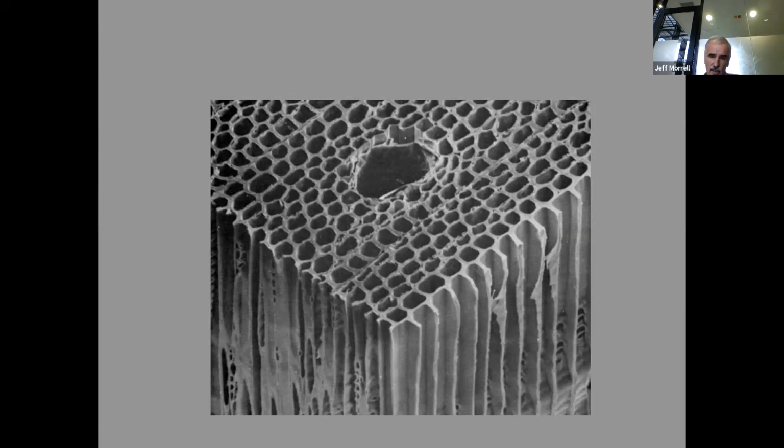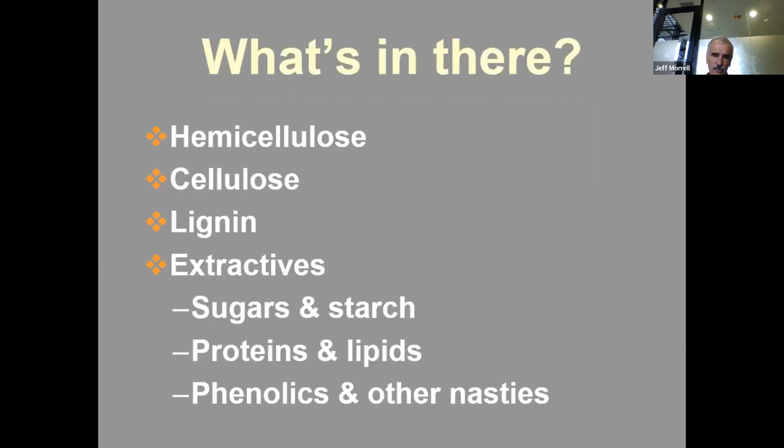There are lots of structure to it. They vary by species. Australia is blessed to have hundreds and actually thousands of species of timber with many different properties, but they all have some basic tenets. And if we looked at it chemically, what's in there? Well, there's polymers. And wood is a biopolymer. It's got hemicellulose, cellulose, and lignin. Those are all polymers. They all serve different functions in the wood.